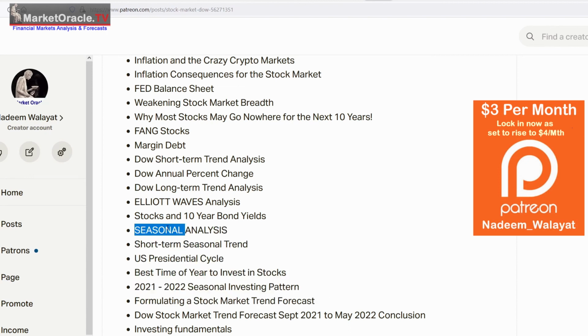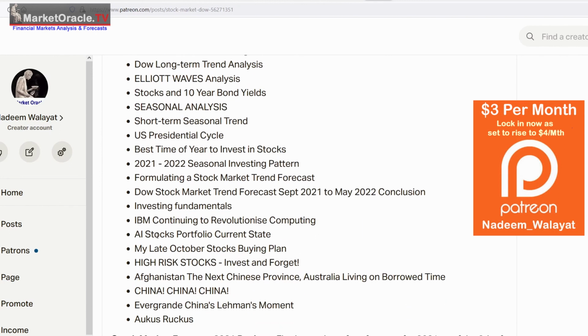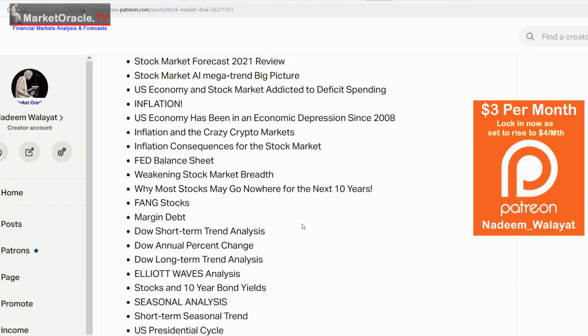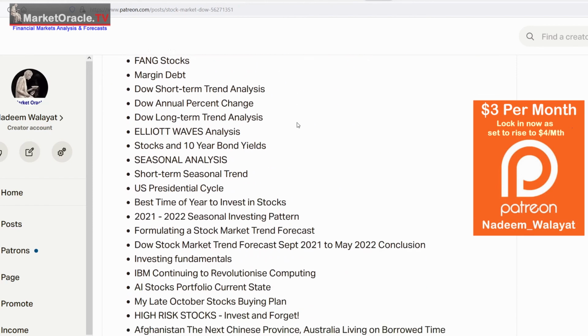From the usual seasonal analysis that's expanded on multiple time frames to the new short-term seasonal trend and the presidential cycle, best time of year to invest in stocks, and a 2022 seasonal investing pattern, and then putting it all together into a final stock market trend forecast, and then coverage of AI stocks and my buying plan, as well as the high risk stocks portfolio. And then we take a look at Afghanistan, China. The comprehensive analysis that took me a good 2 weeks to do.